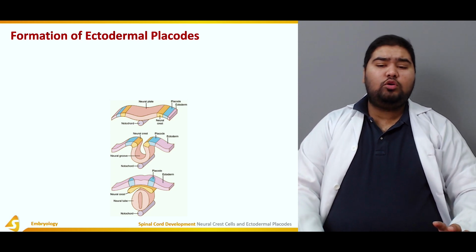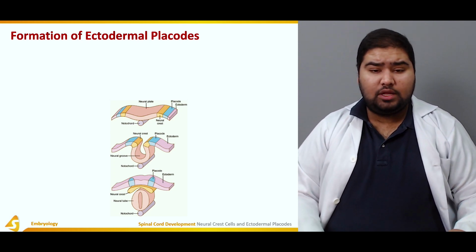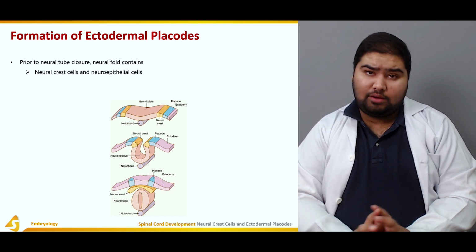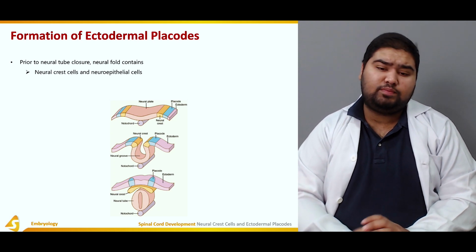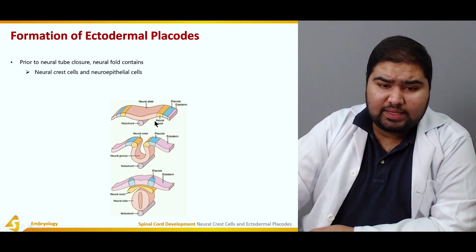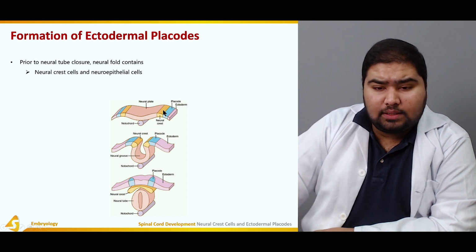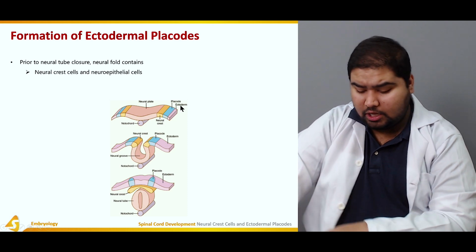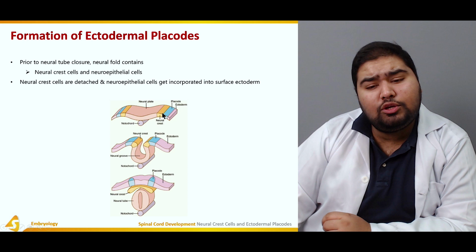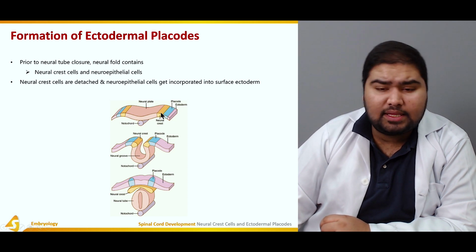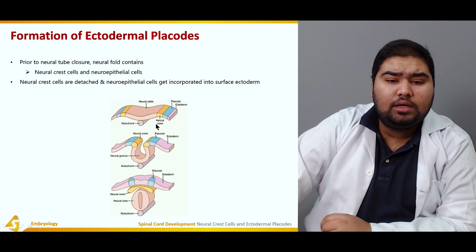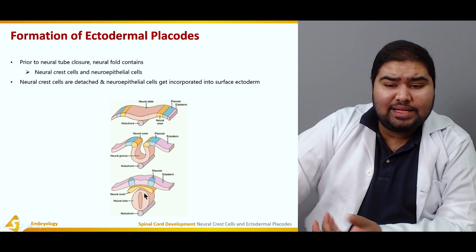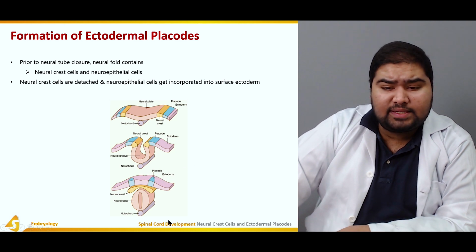So moving on, what are the ectodermal placodes? Prior to the neural tube closure, before the closure of the neural tube takes place, here in the figure you can see the neural fold contains the neural crest cells, and these are the neuroepithelial cells. Now the neural crest cells are detached. These are the detached neural crest cells, and the neuroepithelial cells get incorporated into the surface ectoderm.